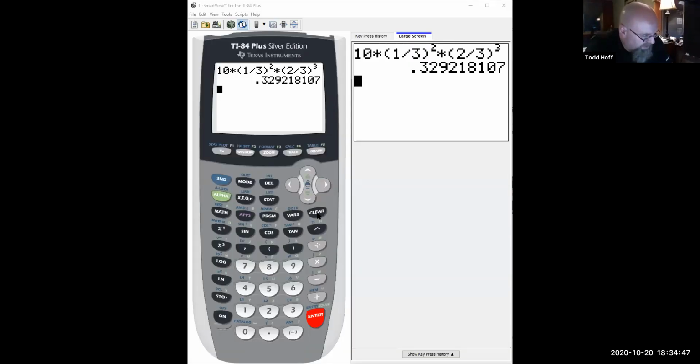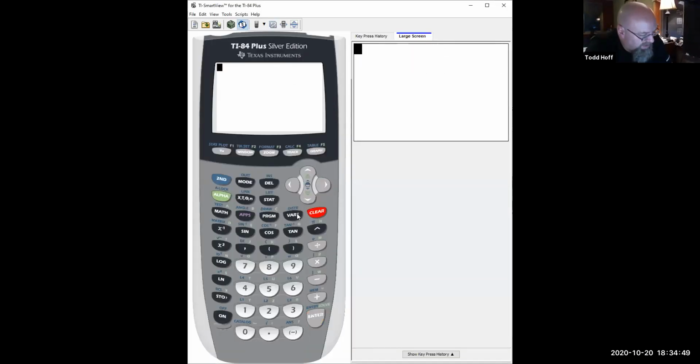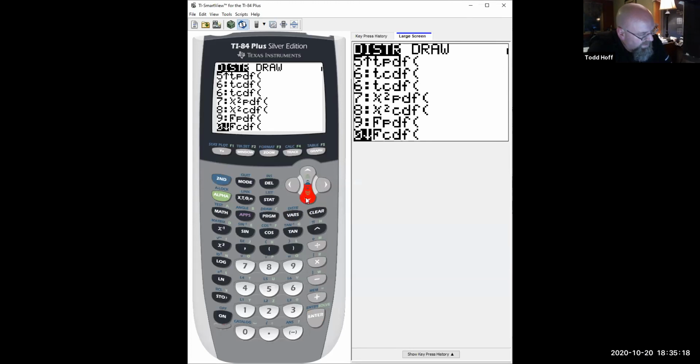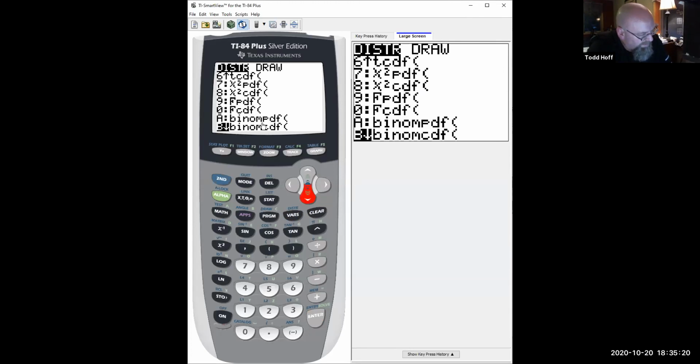To get to our distributions, you see DISTR, that's our distribution menu. It's a second function above the variables menu. So I do second distribution. It brings us to our list of probability distributions. We've got normal distribution here, some commands for that we'll look at next week. T distribution is another one of those continuous distributions we'll look at next week. Chi-squared is coming up in a few weeks. You have to arrow down a ways to find binomial. There it is. We've got binom PDF and CDF.